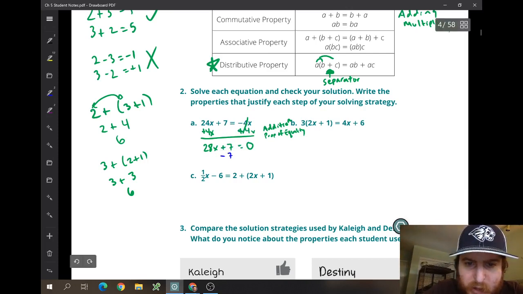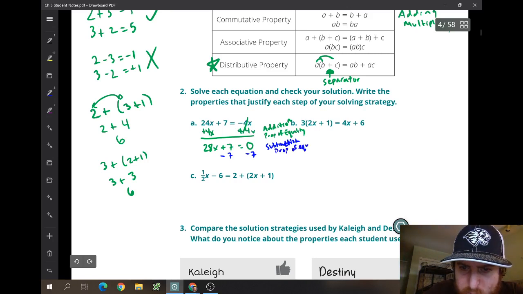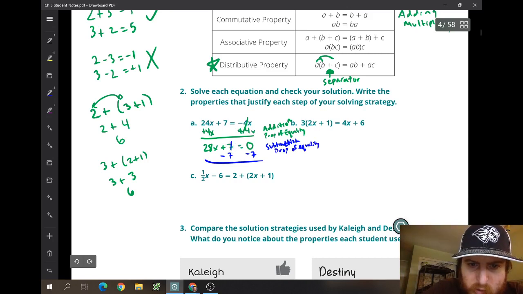Now I want to move the number to the other side. So this would be the subtraction property of equality. Subtract. So now I'm going to cancel those out. And next we have, I'll write this over here, 28x equals negative 7.